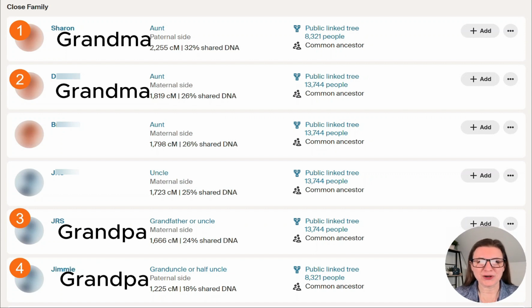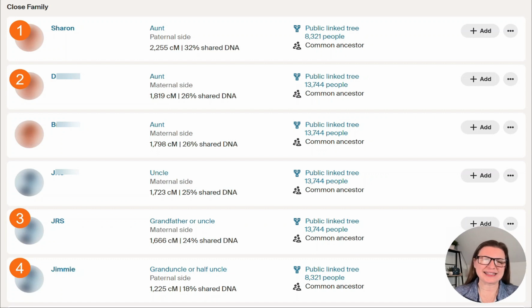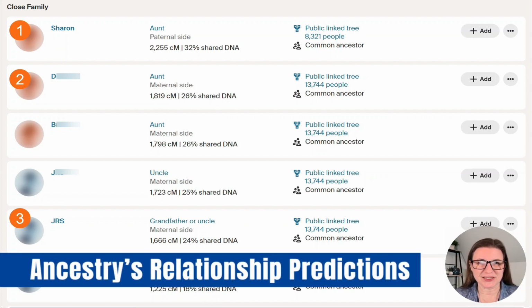Number one and two are her grandmothers, and number three and four are her grandfathers. So why is Ancestry showing these as aunts, uncles, and granduncle or half-uncle? This can really confuse people. If you took a DNA test and found out that your grandmother shows up as your aunt, you might think something strange was going on. But even though Ancestry doesn't state it right here, these are actually just predictions.